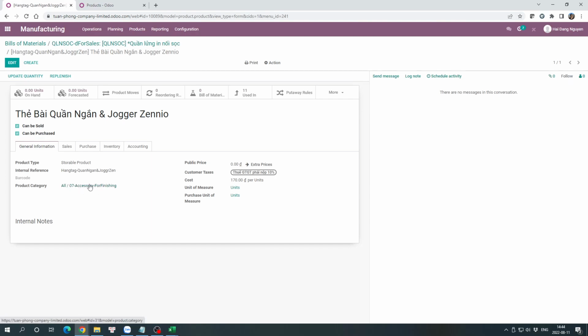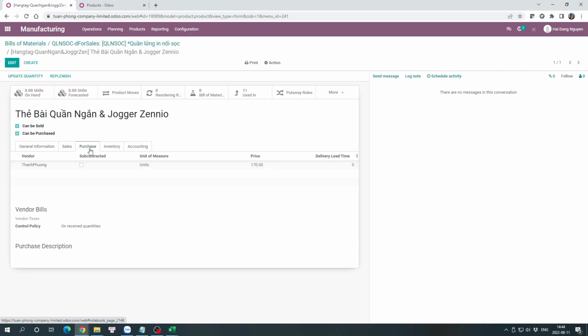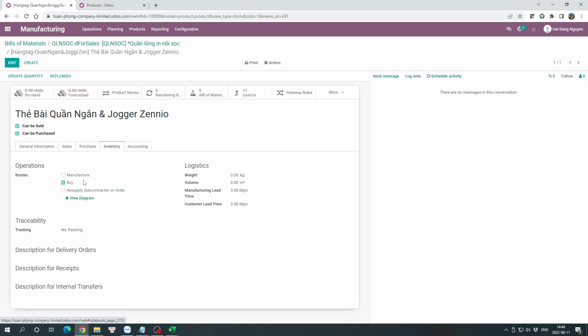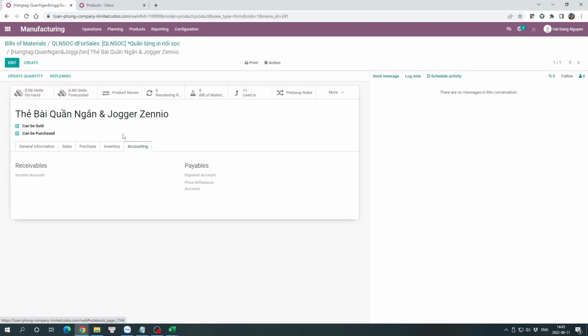Okay, product category, accessory for sewing, the cost, all right, the internal reference. Yeah, you buy it directly from this vendor, no tax for this vendor, straightforward. And you buy it, and you are not resupplying it to any subcontractor because this thing is used by the internal finishing team, so we consume it. We're not going to resupply it to anybody. And what? Reordering rule? No.